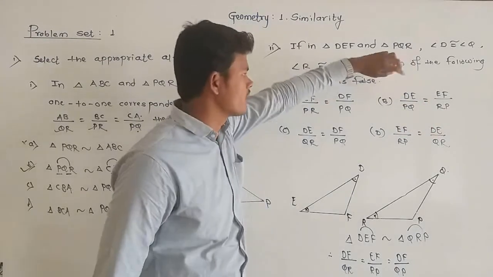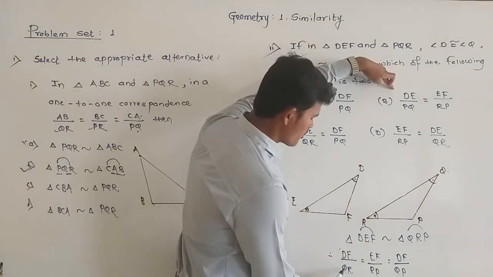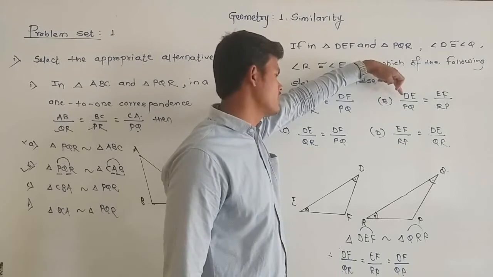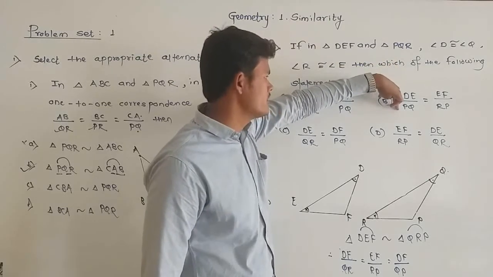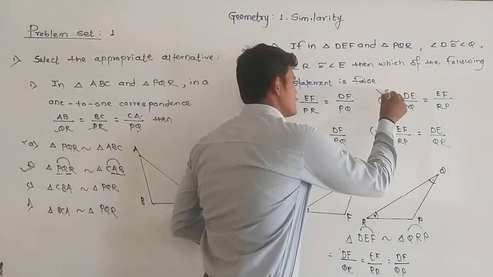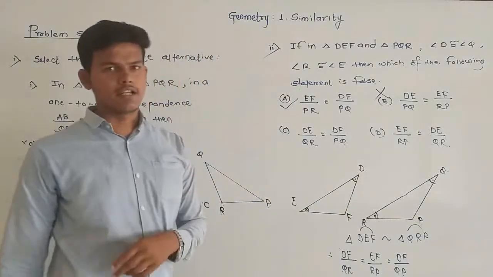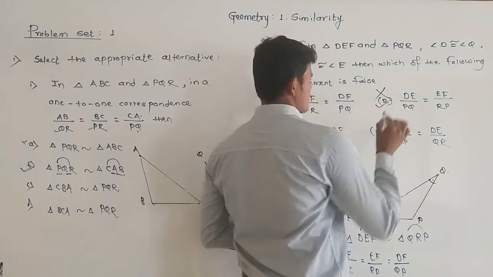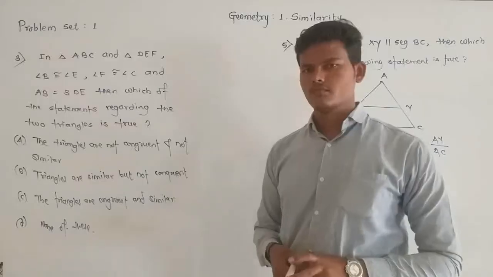Okay, so here check out. DE is proportional to QR, but for the second option, they have given DE is proportional to PQ. That means the second statement is incorrect. So for question second, the correct alternative is option B.